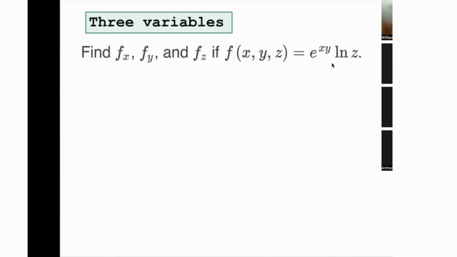Maybe I'll leave you with this. I won't do this one, but you guys can think about it. The principle is still the same. If you're talking about functions of three variables, computing a partial with respect to x means that you just think of x as the only variable and everything else is a constant. And just differentiate away. So maybe I'll do the first one for you, and you guys can think about the other two. f_x is going to give us y e to the xy, natural log z.